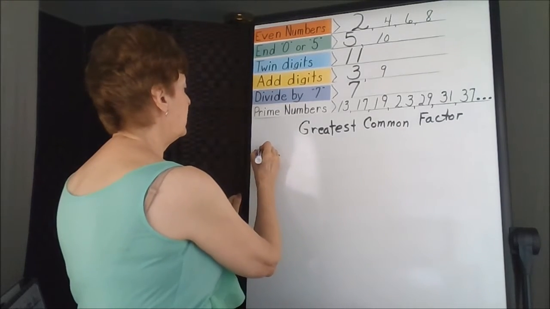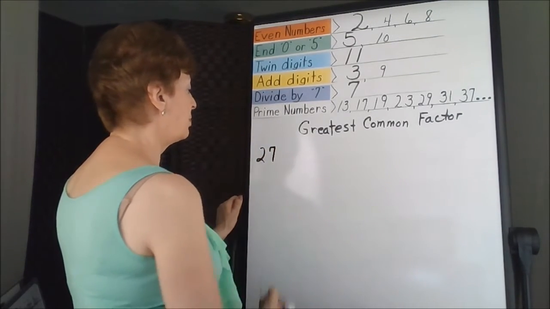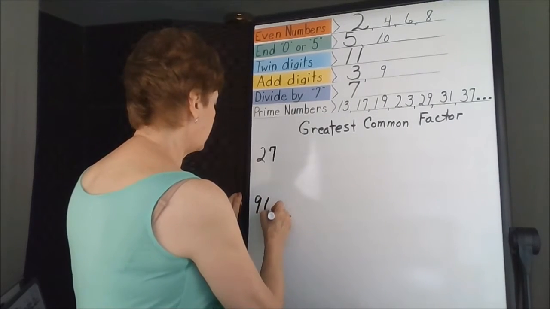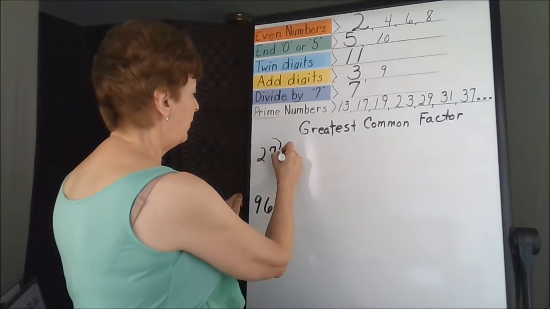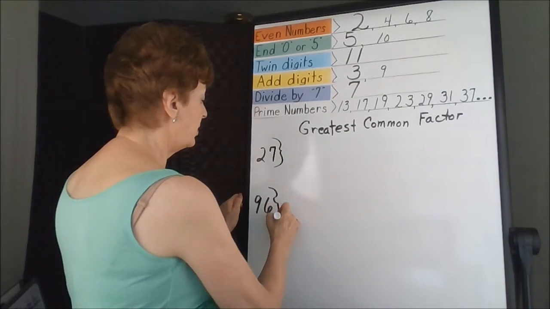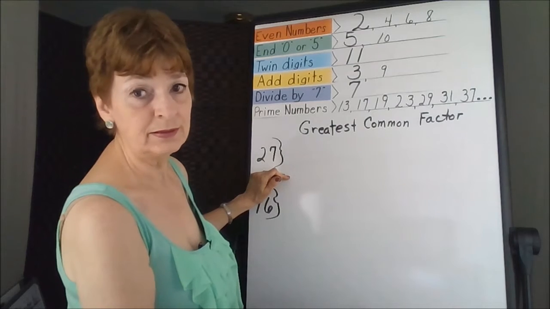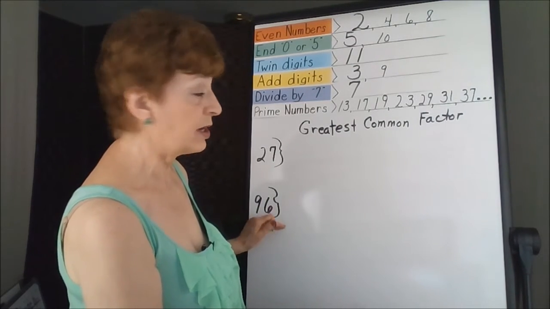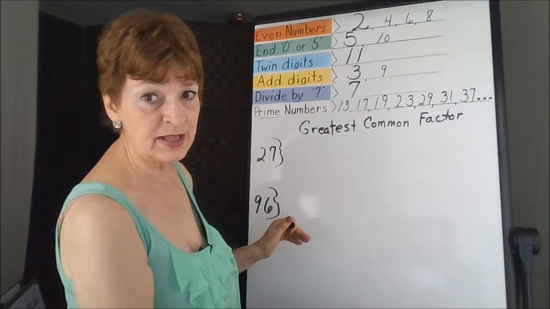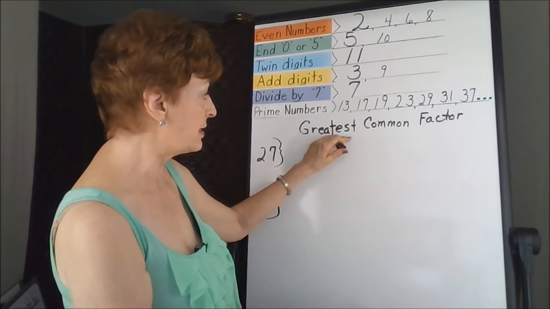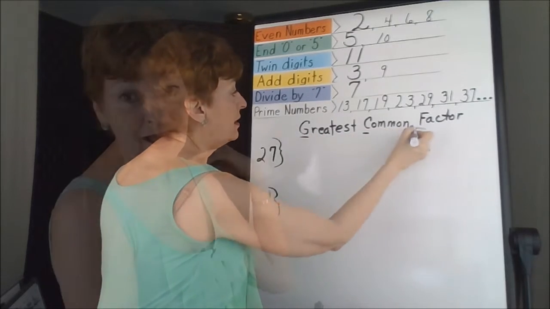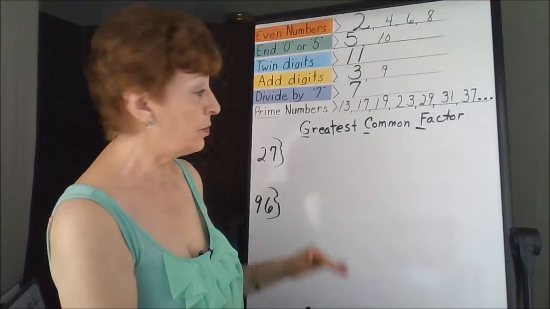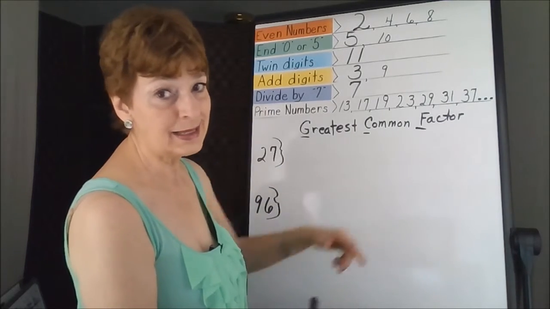Let's say we were going to explore the numbers 27 and 96. If we can get all of the factors for 27 and all of the factors of 96, we would be able to compare the factors that they have in common and choose the greatest common factor, the GCF. I'd like to show you a way that's very methodical, that you're going to be able to get every factor within this grouping and not miss any of them.